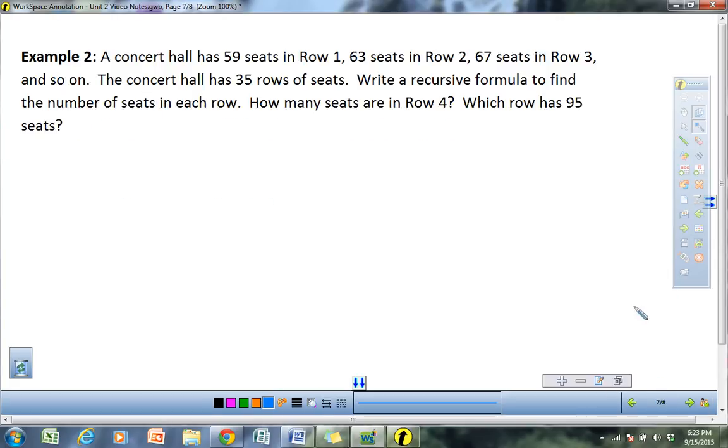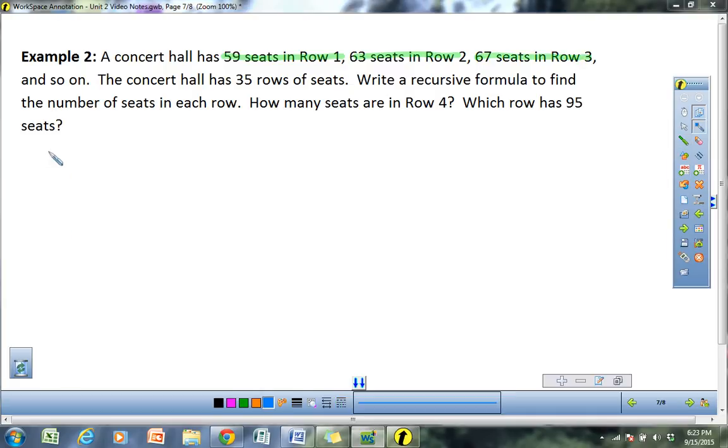Alright. Example 2. A concert hall has 59 seats in row 1, 63 seats in row 2, 67 seats in row 3, and so on. The concert hall has 35 rows of seats. Write a recursive formula to find the number of seats in each row. Alright, so let's start there. I see I have some numbers: 59 in row 1, 63 in row 2, and 67 in row 3.